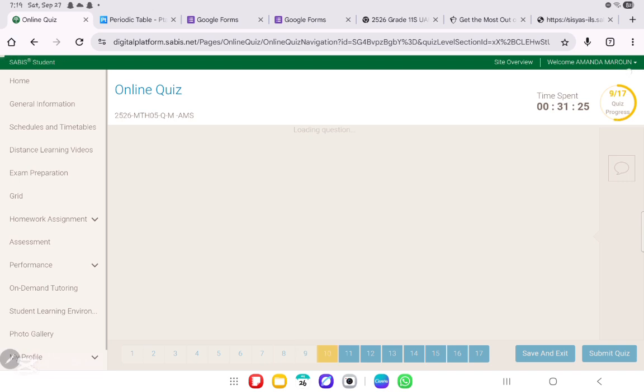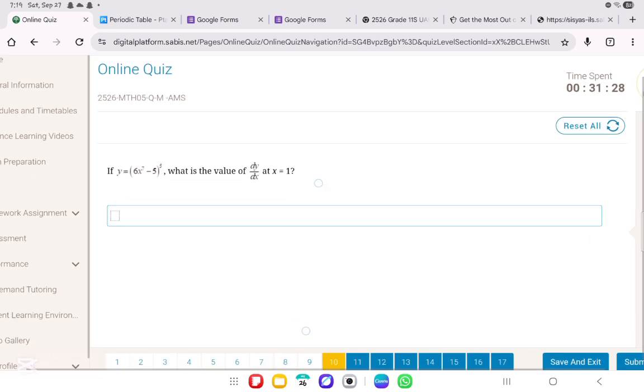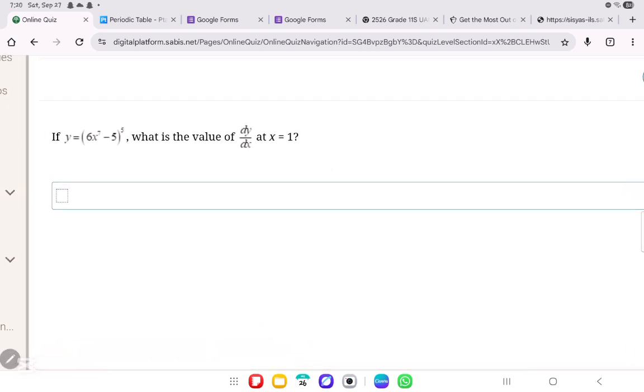Let's move on to question number 10. What does it say? Okay. Again, another application of the chain rule. They told us if y is equal to 6x to the power of 7 minus 5, all of it to the power of 5, what's the value of the derivative if we substitute 1? So again, we'll need to find the derivative, but this is a chain rule. Why? Because it's u to the power of n, so we need to apply the chain rule. So how's it gonna be?